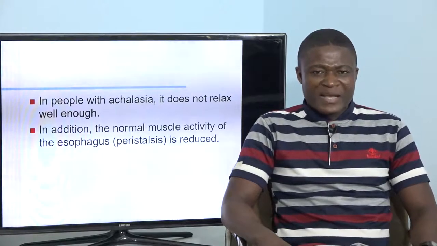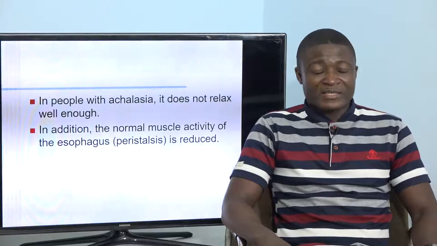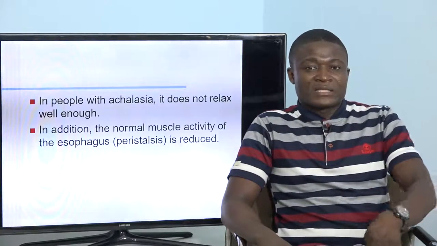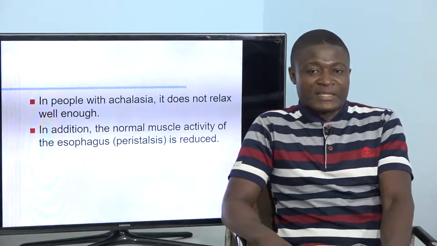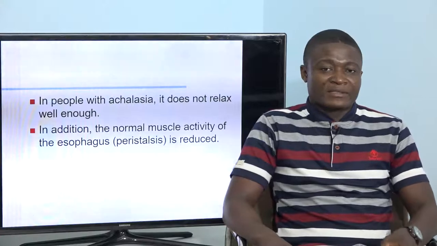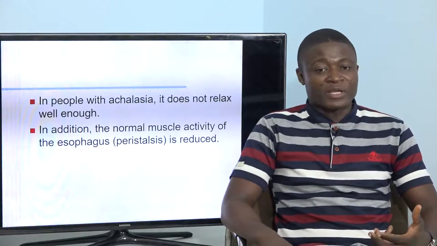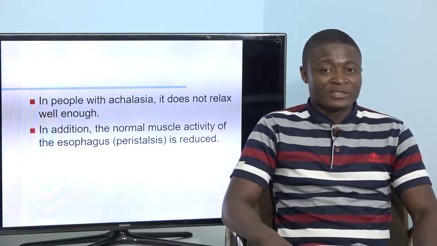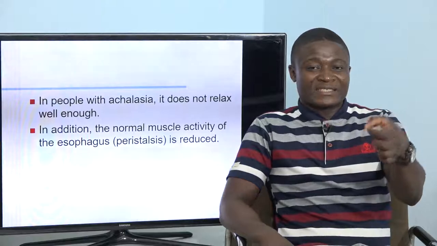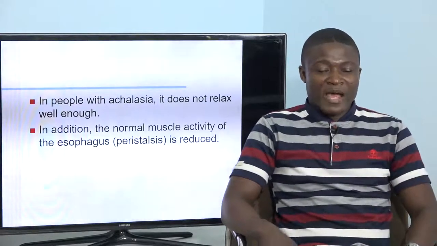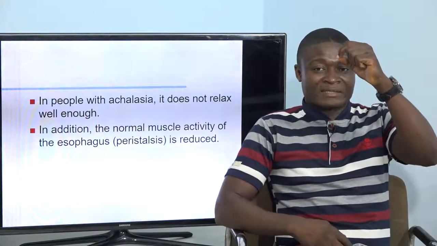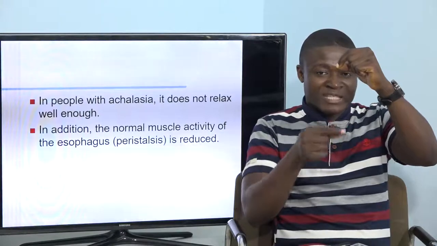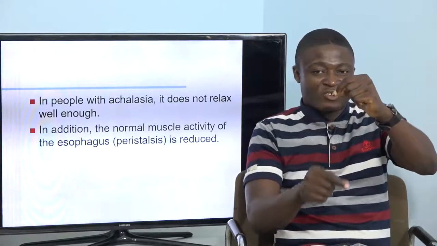In addition, the normal muscle activity of the esophagus, that is peristalsis, is reduced. Whenever you think of peristalsis, think about movement of content through the intestine, a tube. Let's say when we were kids, whenever our parents killed a fowl, sometimes they gave us the intestines to roast and eat or boil and eat. You don't just roast it like that, but you need to get the fecal matter in the intestine to come out. How do you do it? You have to hold one tip of the intestine like this, and then with a peristaltic movement, you are able to propel the fecal content within the intestine out. That process is an example of peristaltic movement.